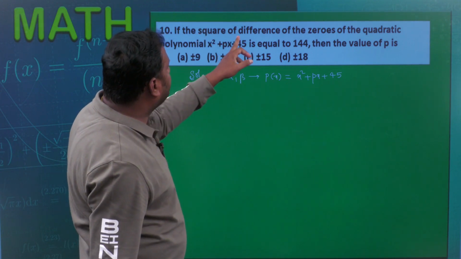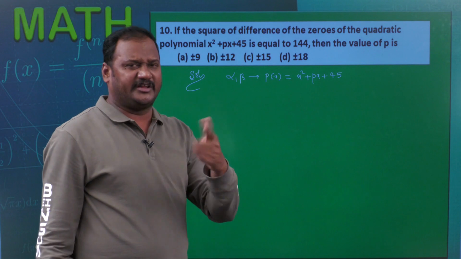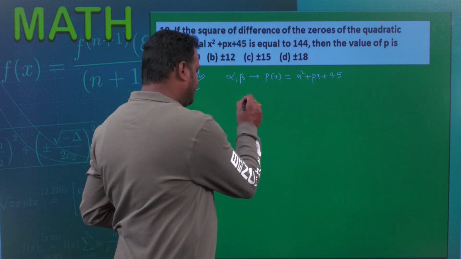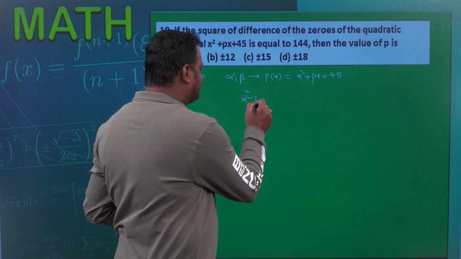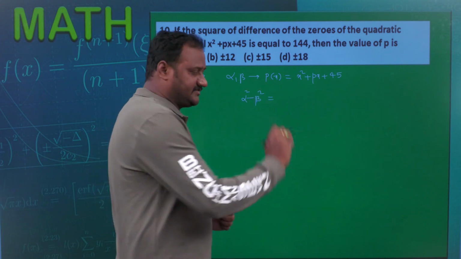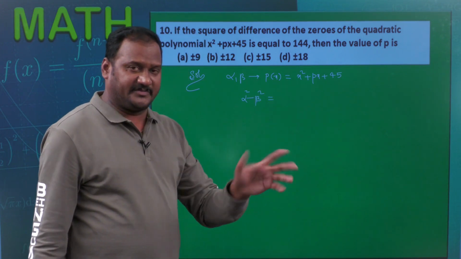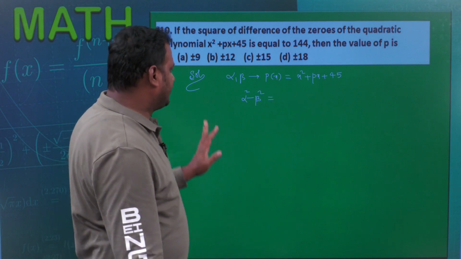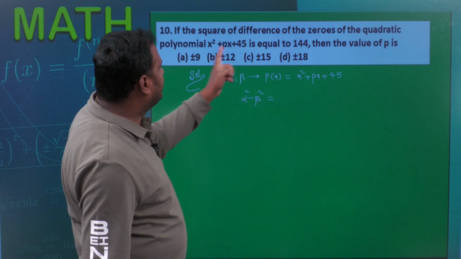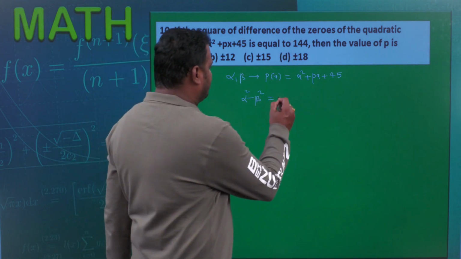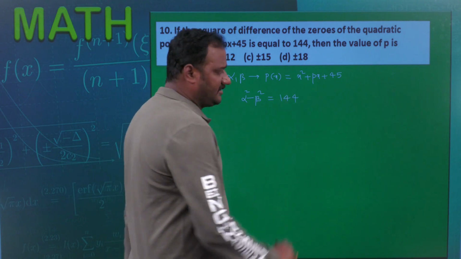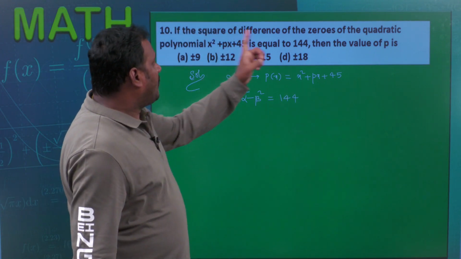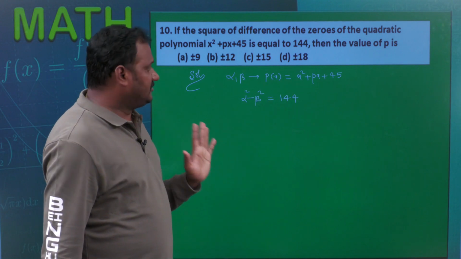If the square of difference of the zeros, what is square of difference of the zeros? It means alpha square minus beta square, that is square of difference of zeros. Alpha square minus beta square or beta square minus alpha square. So alpha square minus beta square is given as 144. Then what is the value of p? Then p is equal to how much?